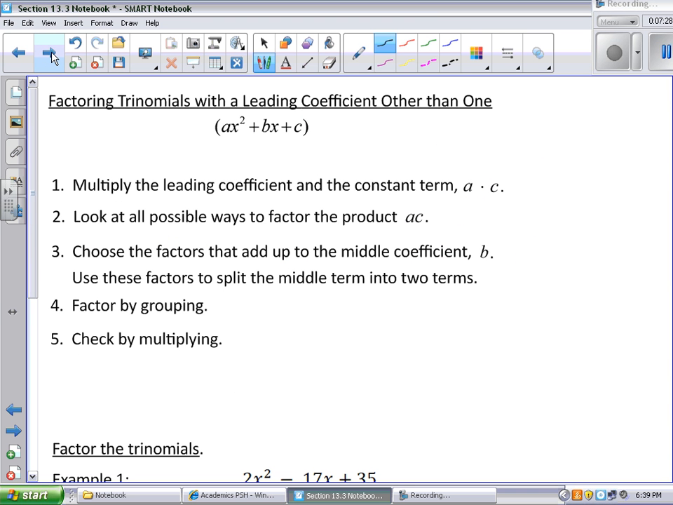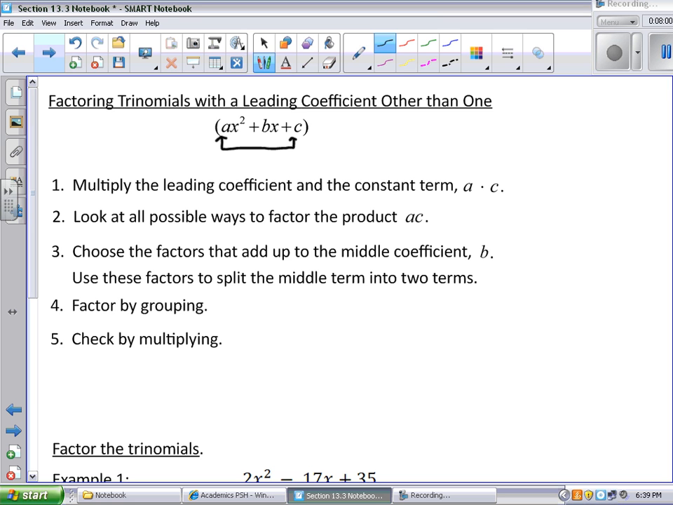What if we want to factor trinomials with a leading coefficient other than 1? We're going to follow pretty much the same steps, except that we're going to start by multiplying the leading coefficient and the constant term. In other words, the a and the c. We're going to multiply those two numbers together and then look at all the possible ways to factor the product a times c. Choose the factors that add up to the middle coefficient b.